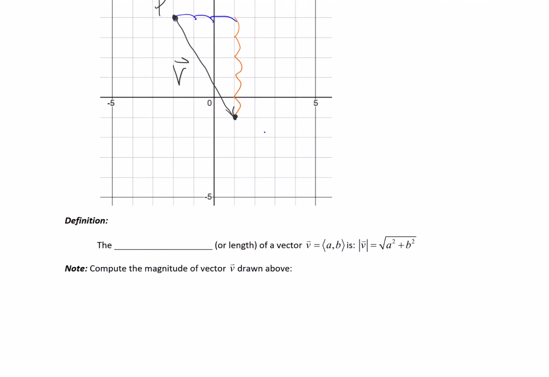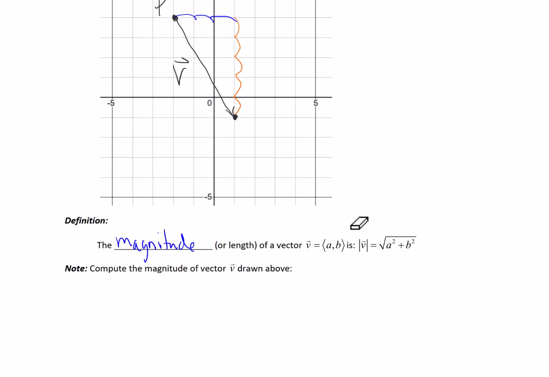Now, to continue on with some definitions, the magnitude, which we introduced in the previous topic, has the notation of absolute value, and it simply means the length of a vector, how long the vector is. We've already discussed that, but now we're going to apply a more geometric formula to it. So the magnitude or length of vector v, given in component form with components a, b, remember a being the horizontal component, b being the vertical component as described above.